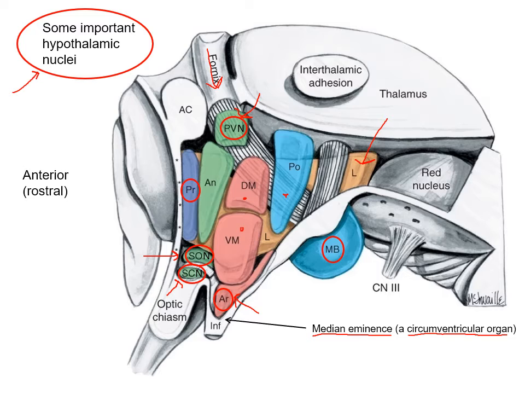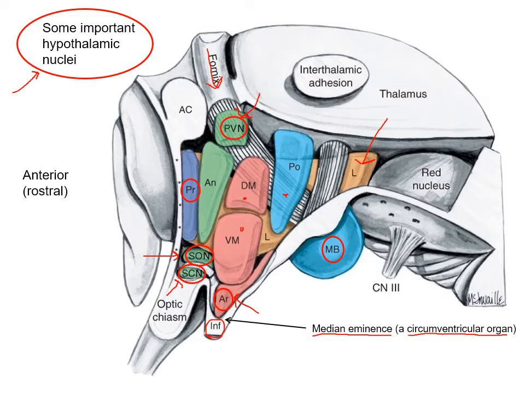The infundibulum lies just below the median eminence. So you can see the infundibulum here, and I kind of drew in where the median eminence would be. So it lies just below the arcuate nucleus. The median eminence contains a capillary bed, which is better shown in a subsequent slide.